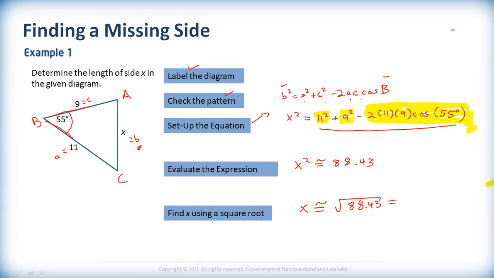And that gives me an answer of 9.40. So we're going to say 9.4 units. And that seems like a reasonable answer to be in line with the 9 and the 11 that we have with the other two sides. So we get 9.4 units for that one. Okay, and that's how we use cosine law to find a missing side.